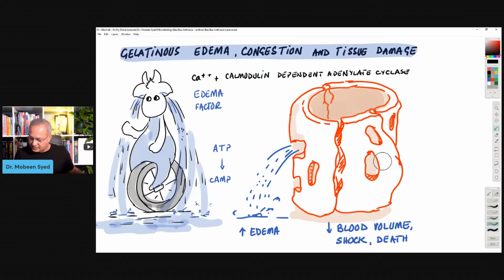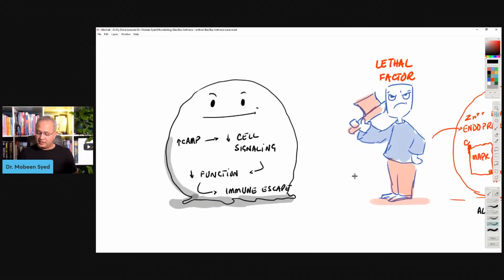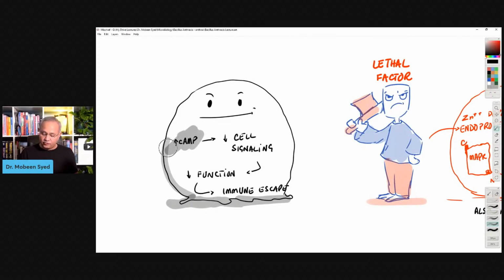Okay, let's continue. So that is edema factor. Please don't forget this one. Next. Here is a macrophage. One more example with the edema factor. In the macrophage now, when the cyclic AMP increases because of the edema factor, the cell signaling of the macrophage reduces. This happens actually in all cells. Wherever the cyclic AMP would increase and ATP will reduce, that cell's signaling mechanisms will become impacted.